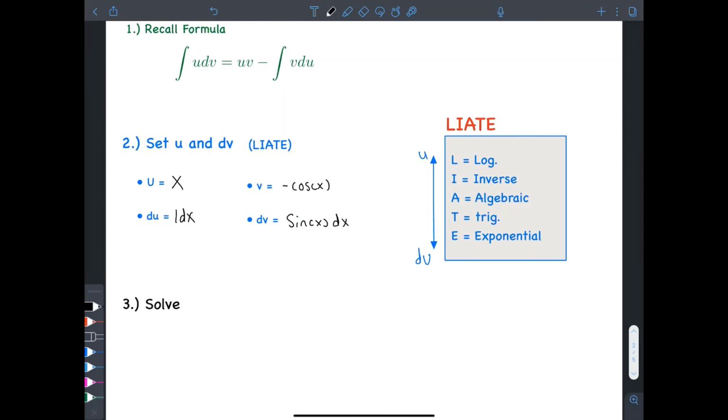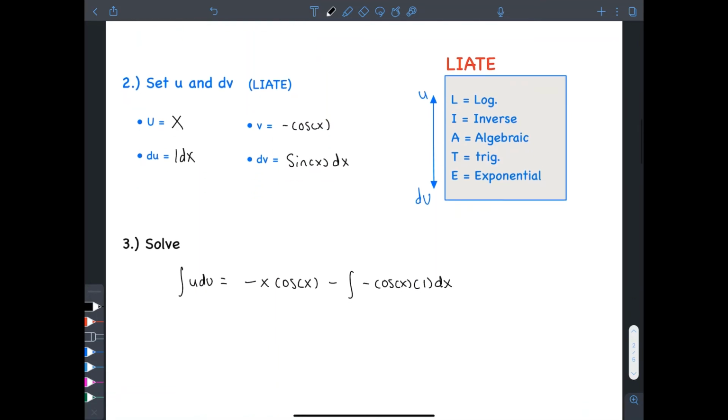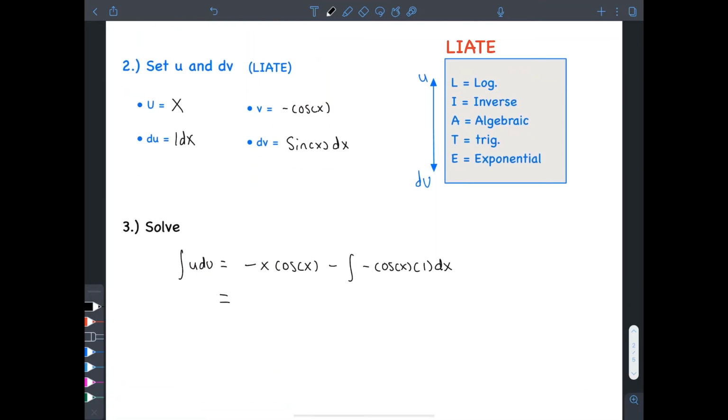So we have that the integral of u dv is equal to uv, which is negative x cosine x, minus the integral of v du, which is negative cosine x times 1 times dx. And simplifying, we get that the integral of u dv is equal to negative x cosine x. We have 2 negatives, so positive integral cosine x dx.